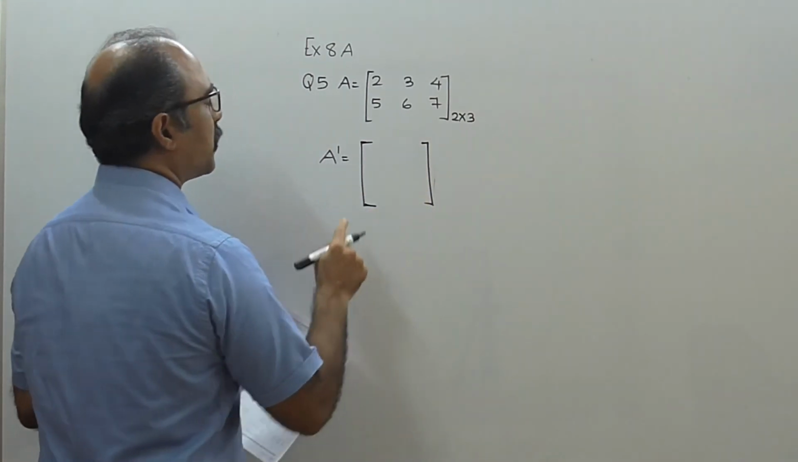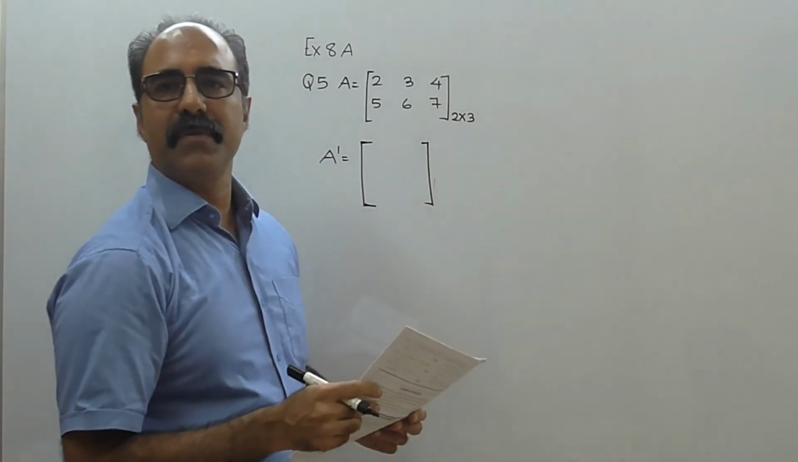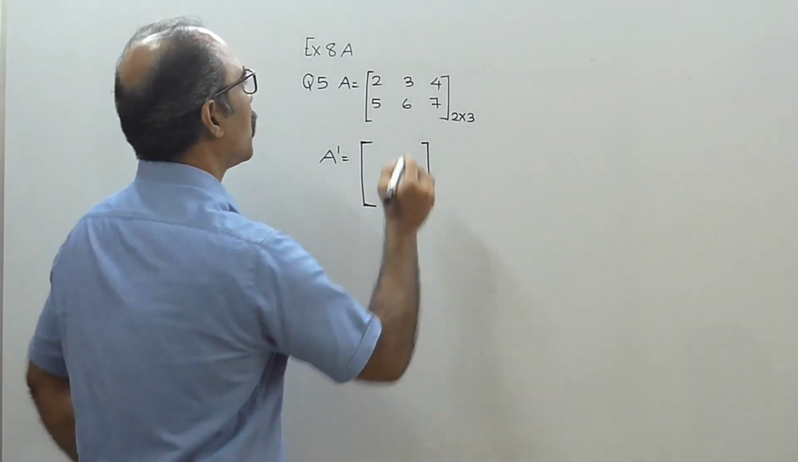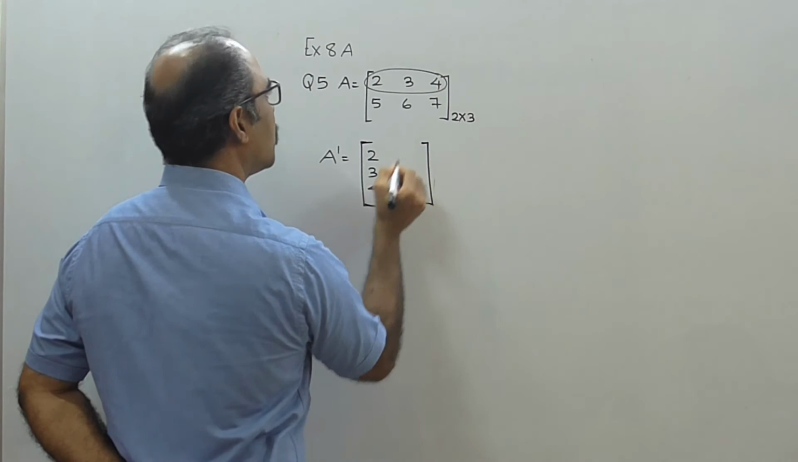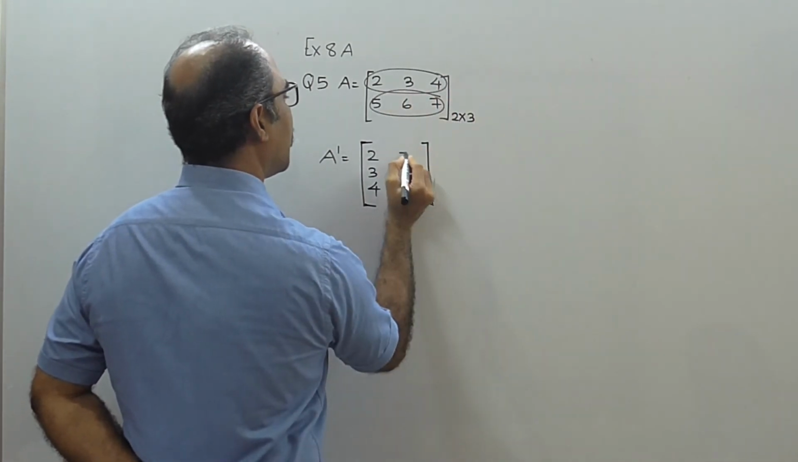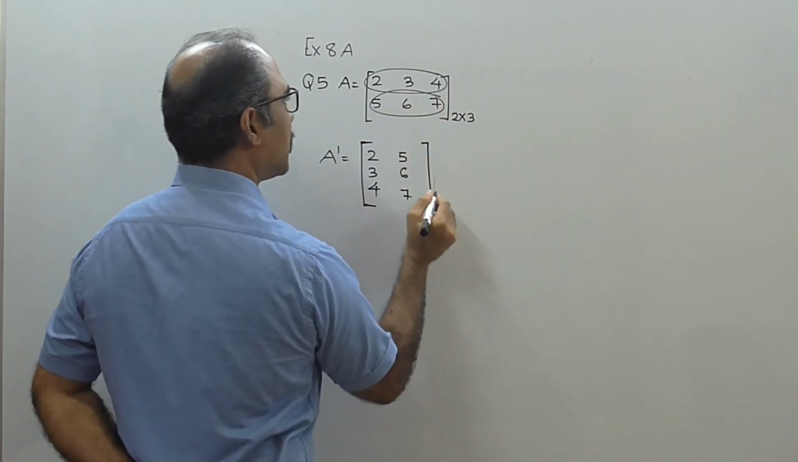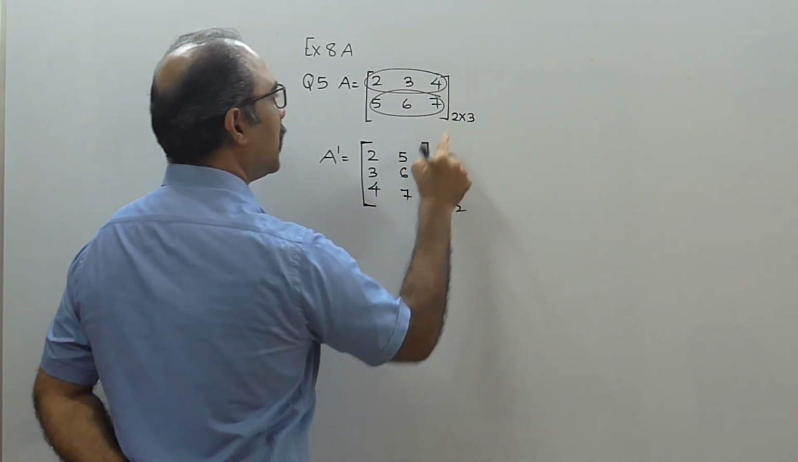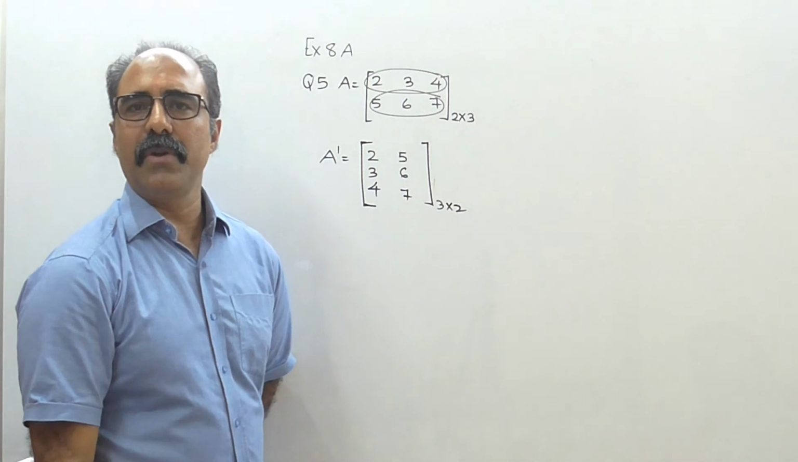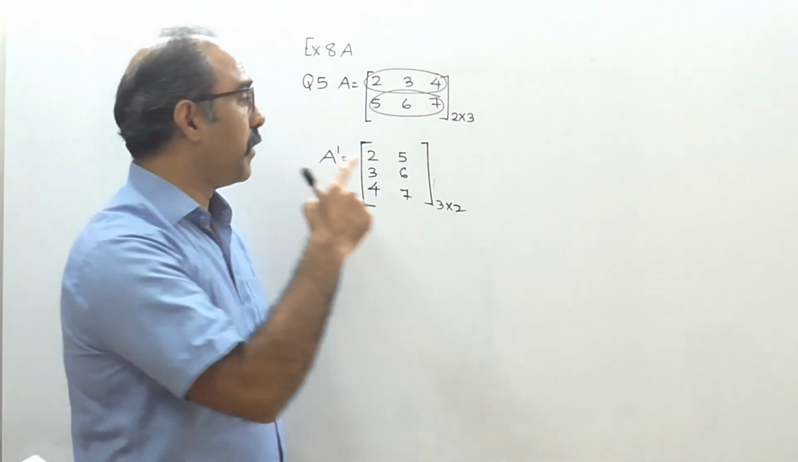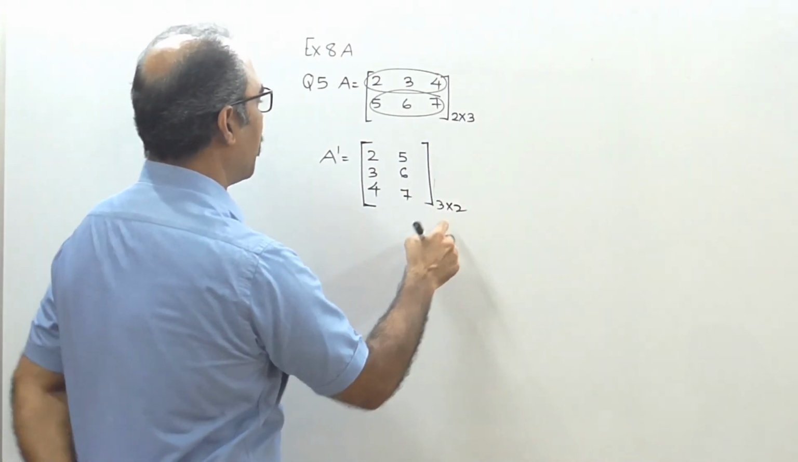Question number 5, A equal to 2, 3, 4, 5, 6, 7. You have to write the transpose. Transpose is nothing but a matrix which is obtained by interchanging all the rows and columns. So this is 2, 3, 4. This becomes 2, 3, 4. This is 5, 6, 7. So you get 5, 6 and 7. So originally matrix A was of the order 2 by 3, and if you take a transpose it will become a matrix of the order 3 by 2. 2 by 3 will become 3 by 2.